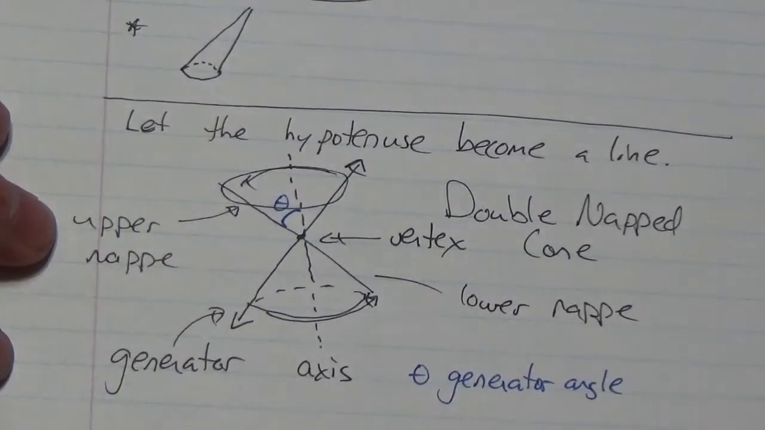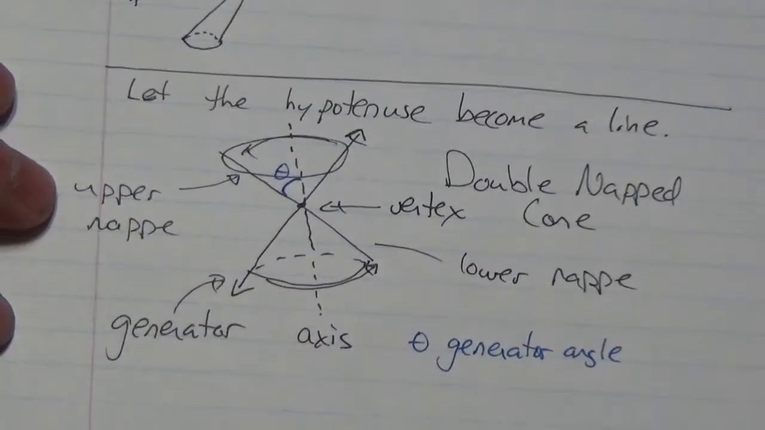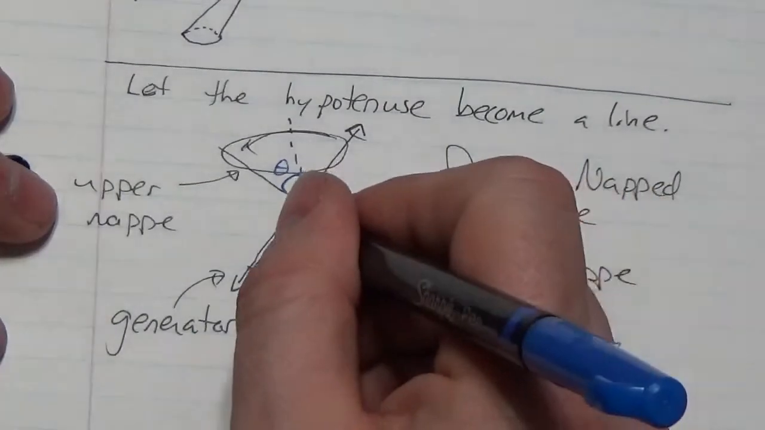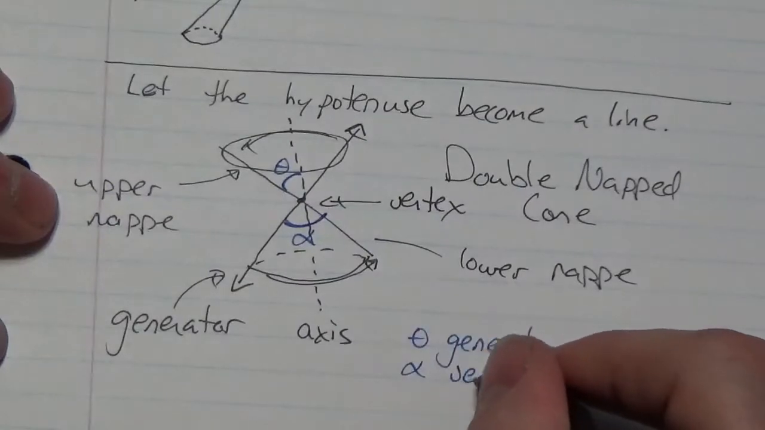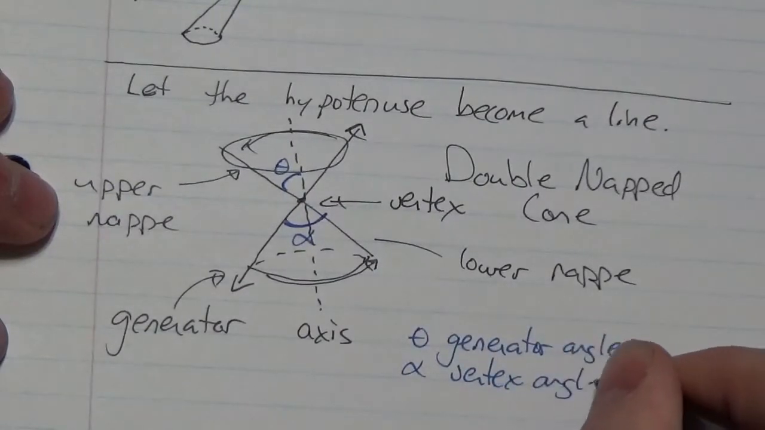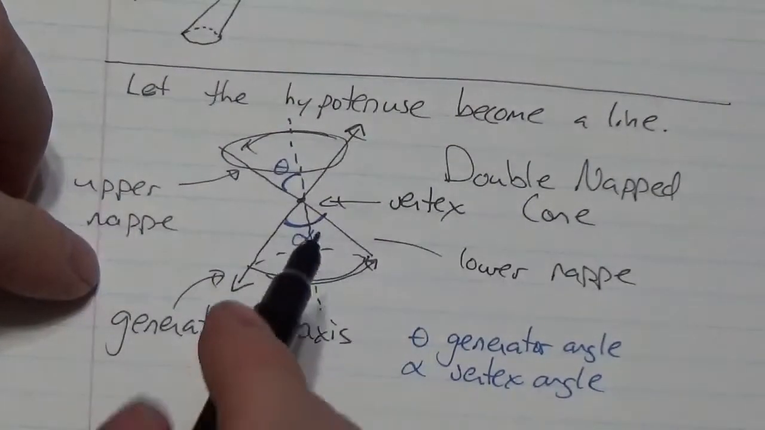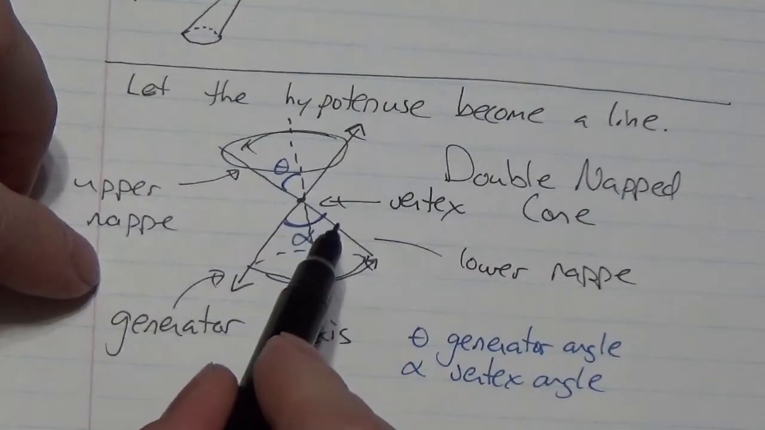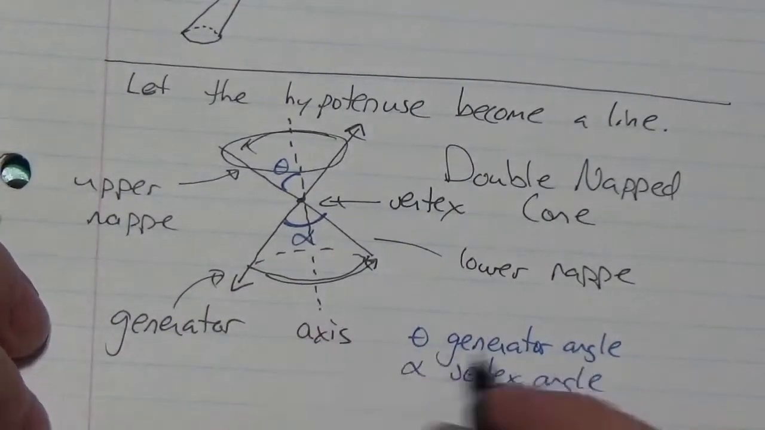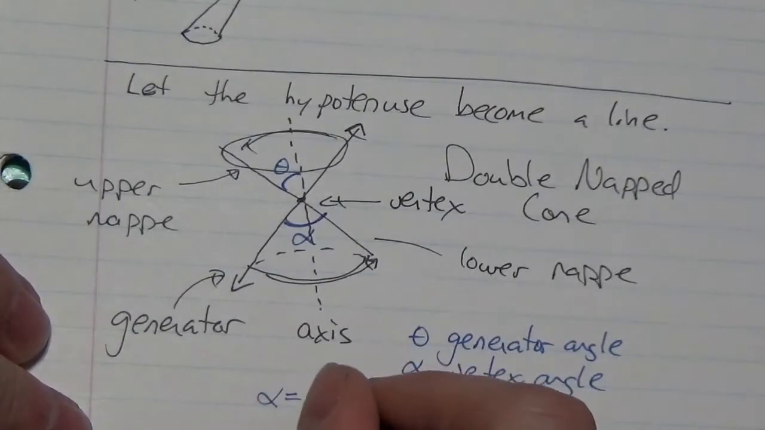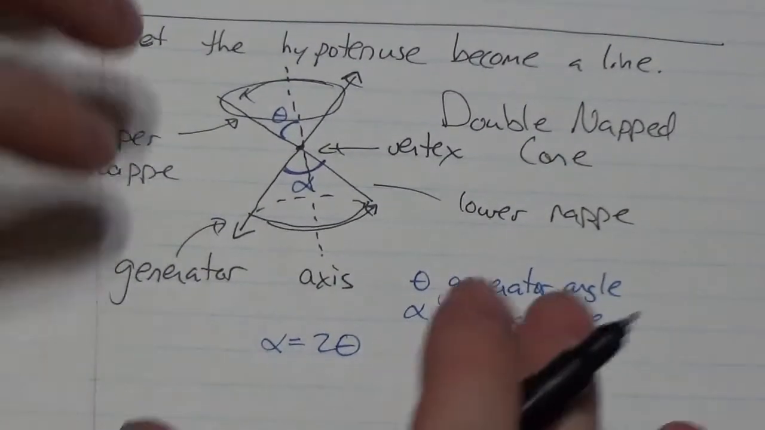It is the angle that our generator makes with the axis of symmetry. This angle right here, let's maybe call this alpha. Alpha is what we call our vertex angle. Remember, when we start rotating this around, we're going to create this cone here. It's going to be the angle when you cut straight through from one side to the next. So what you can probably see from this is that our vertex angle is going to be double the generator angle. So that's what's going on here.